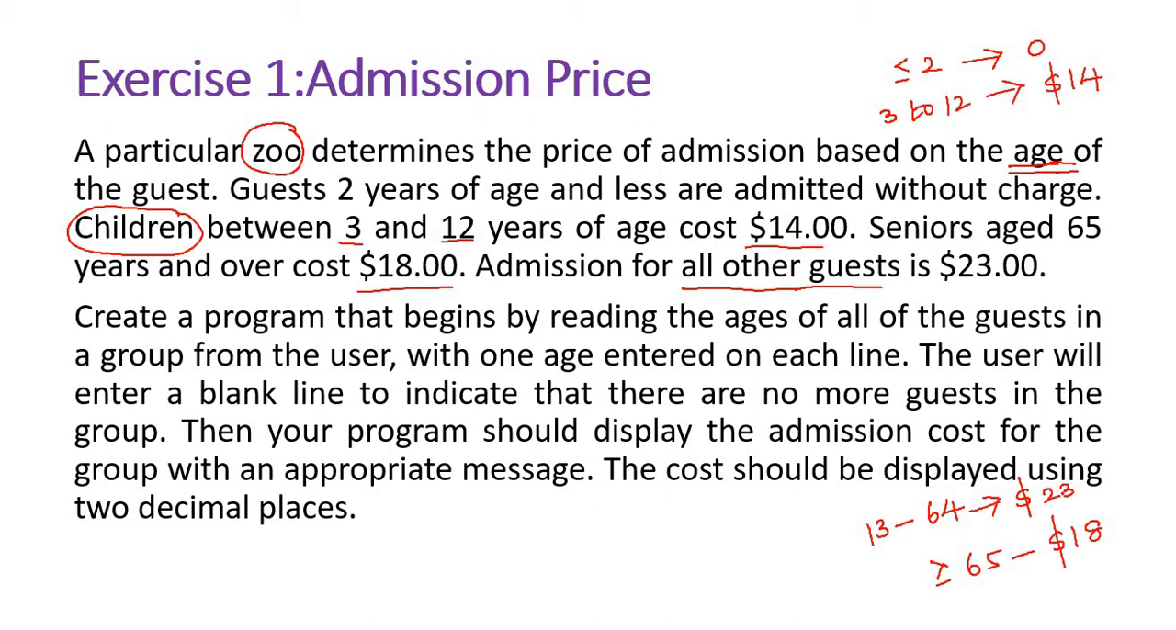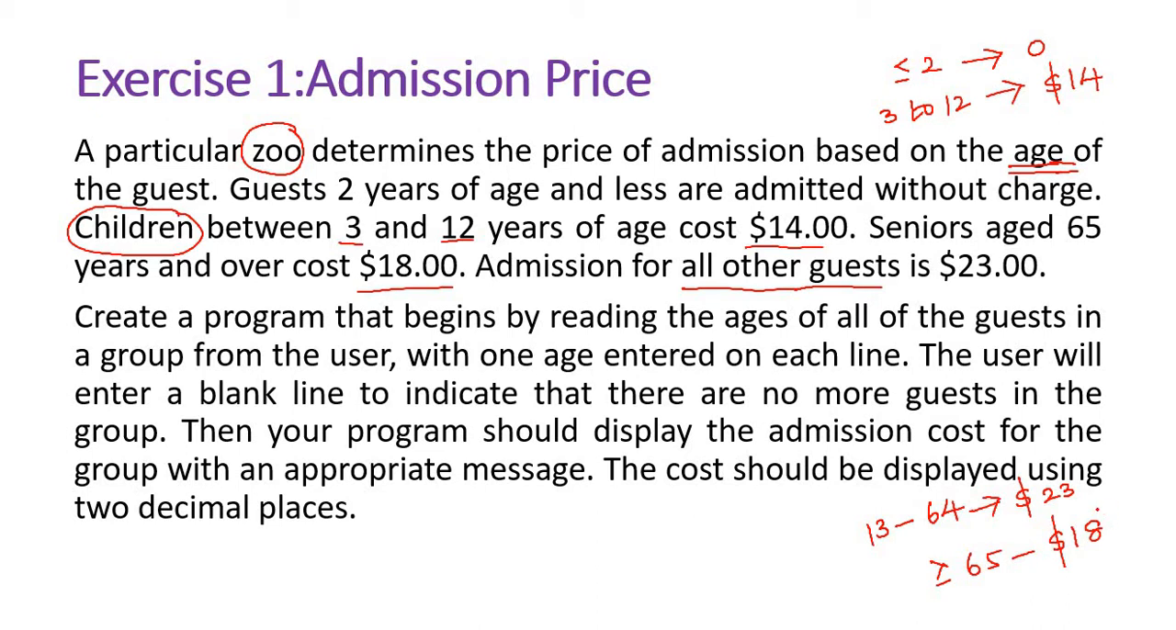So for a baby less than or equal to 2 age, it's 0. For 3 to 12, they are children. For children it is $14 entrance fees. Then age 13 to 64, $23, they are actually adults. Greater than or equal to 65, senior citizen, for them it is $18.